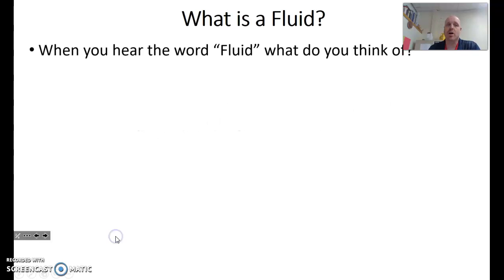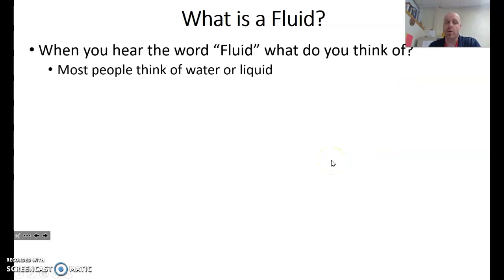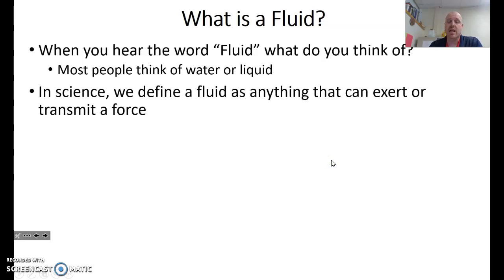So the first thing that we want to talk about is what is a fluid? Most people, when they hear the word fluid, automatically think of water or a liquid. But in physical science, we try to have a clear definition for what something is or is not. In this case, we define fluid as anything that can exert or transmit a force. So we can either push on something by itself or it can transmit an energy through it.